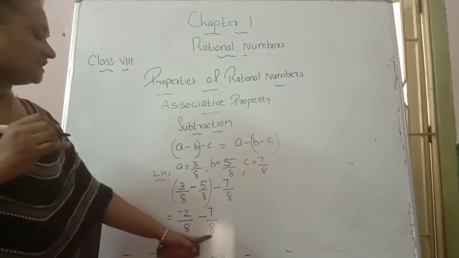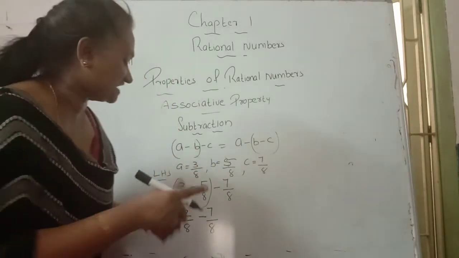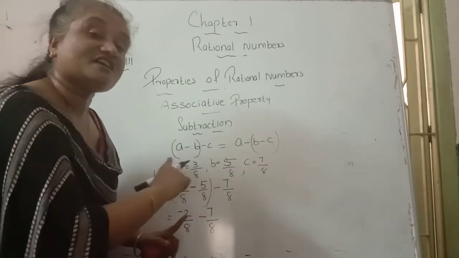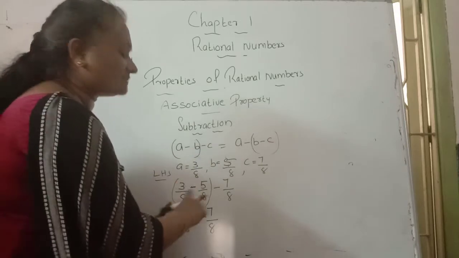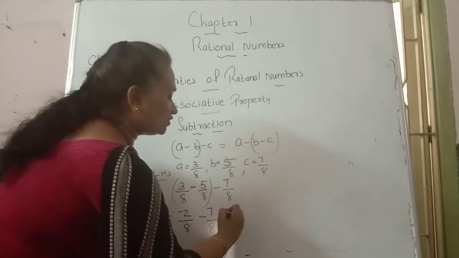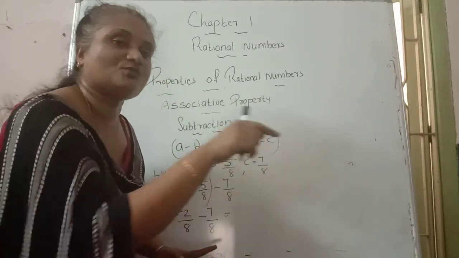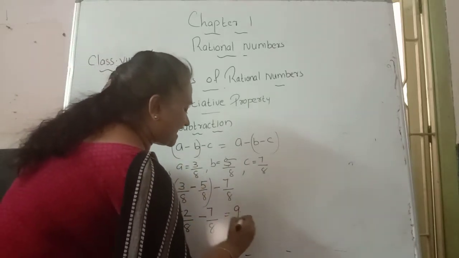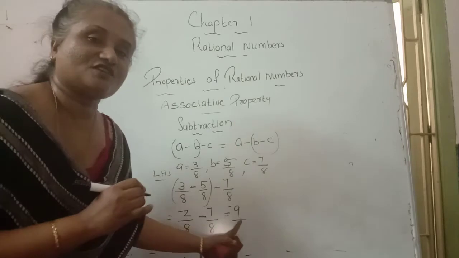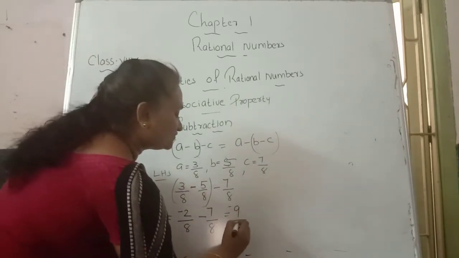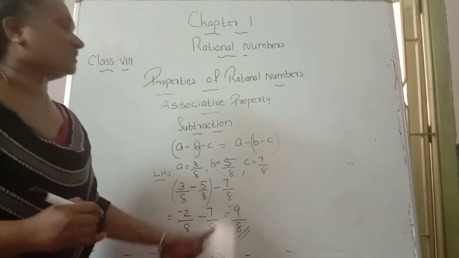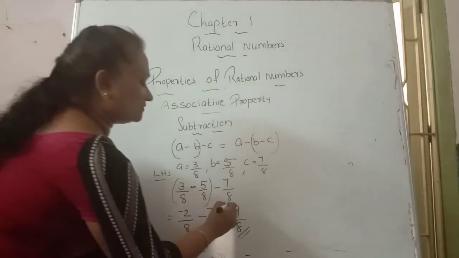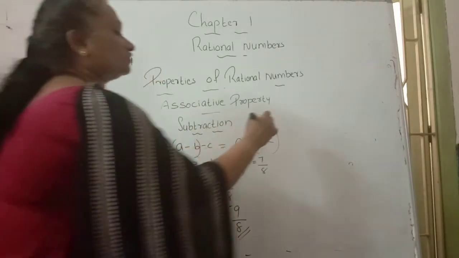Then again, they have the same denominators, but the numerator part is in which form? They have the same sign. When we have the same symbol, what do we want to do? Add first and put the same symbol. So 7 plus 2 comes to be 9, and the same minus sign we keep. Minus 9 by 8 is the answer. Now check whether the RHS part also comes to be minus 9 by 8 or not.